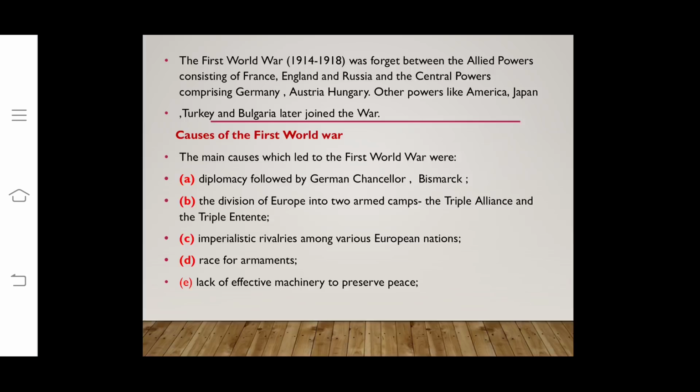Only after Bismarck's death was France able to establish friendly relations with Russia and England. The three countries entered into the Triple Entente in 1907 to counter the Triple Alliance.